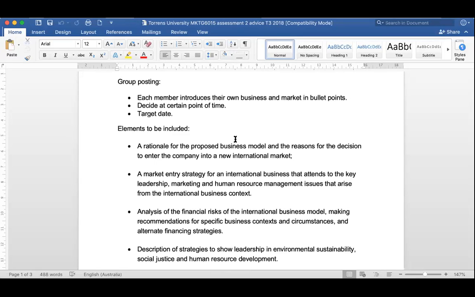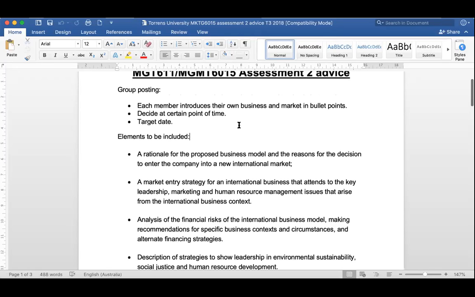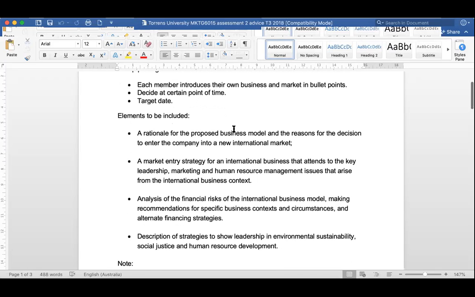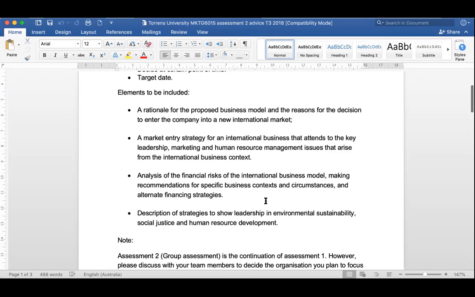And I'm going to reach out. You'll see that I'm going to send out a broadcast communication to encourage people to get involved. And these are the elements that you need to deliver.